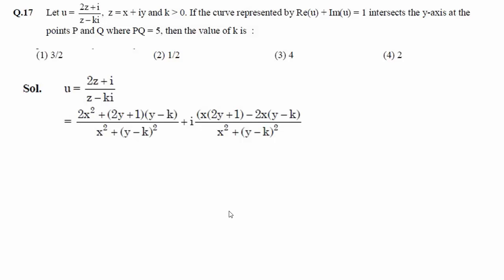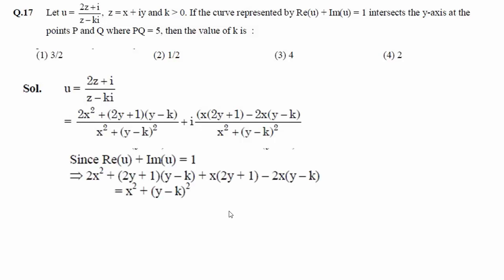We will get this thing. Since real part of u plus imaginary part of u equal to 1, we have 2x square plus (2y plus 1)(y minus k) plus x(2y plus 1) minus 2x(y minus k) is equal to x square plus (y minus k) square.